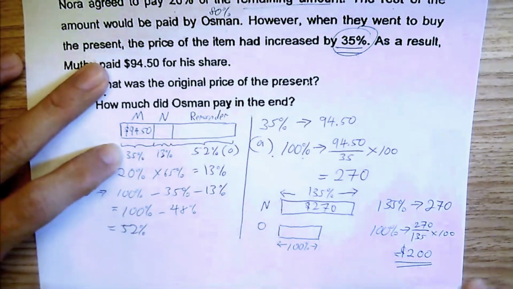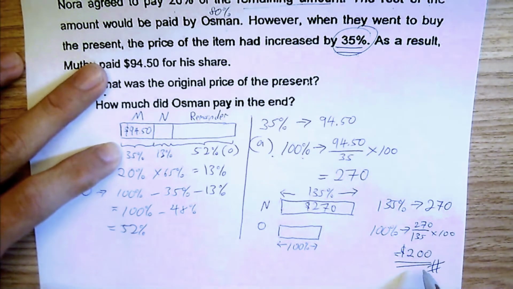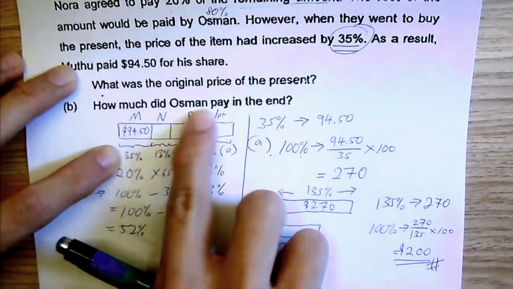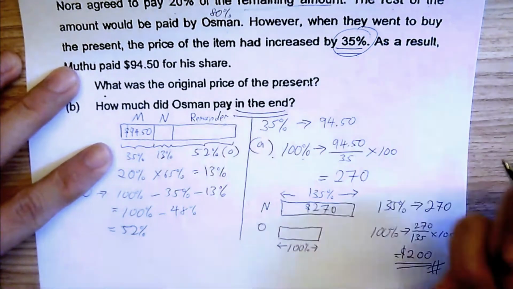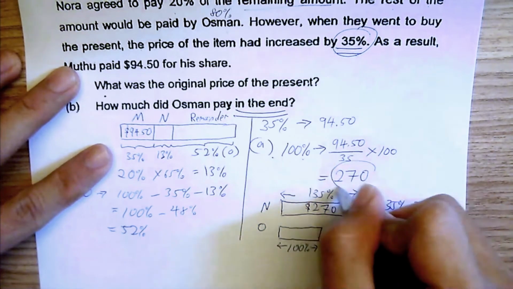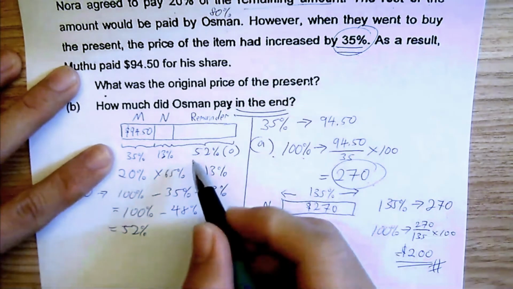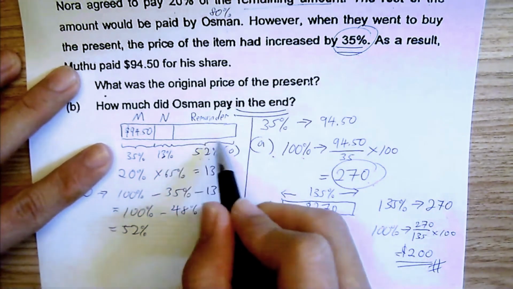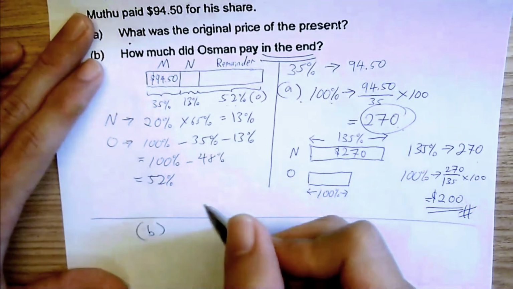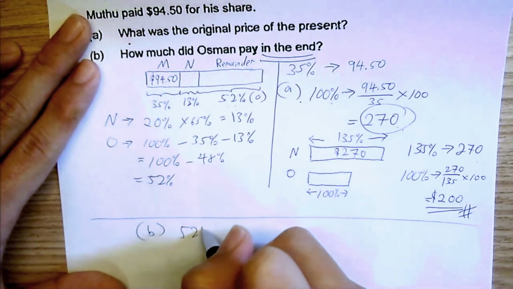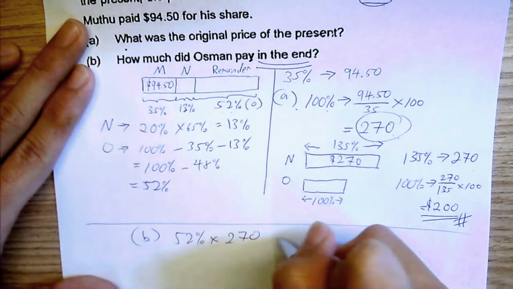Okay? So now for part A, we're done. This is our answer for part A. This is the original price. Now they said how much did Osman pay in the end. If we say in the end, it means that we are now using the new price, which is the $270. This is the new price after it had increased by 35%. And we know that Osman paid how much? Osman paid 52%, right? Now we have already figured it out. So this means that since Osman paid 52%, we can just take 52% multiplied by the new price, which is $270, and throw this in the calculator.